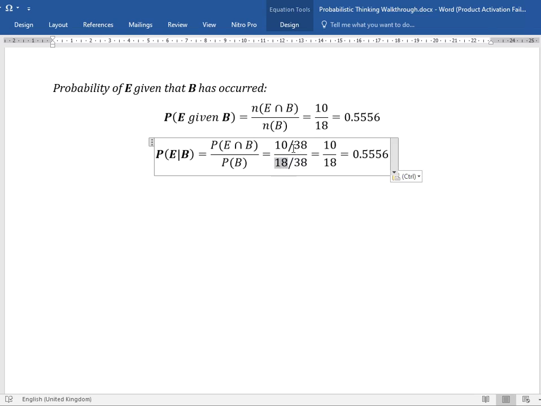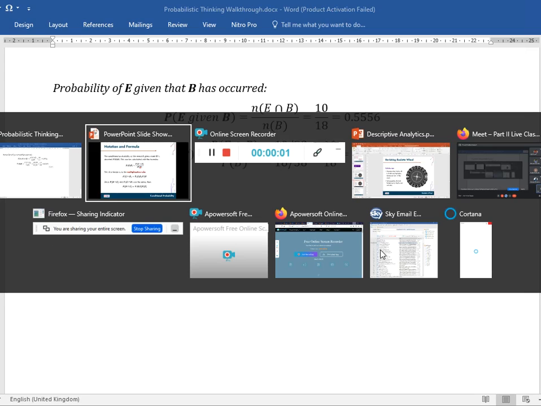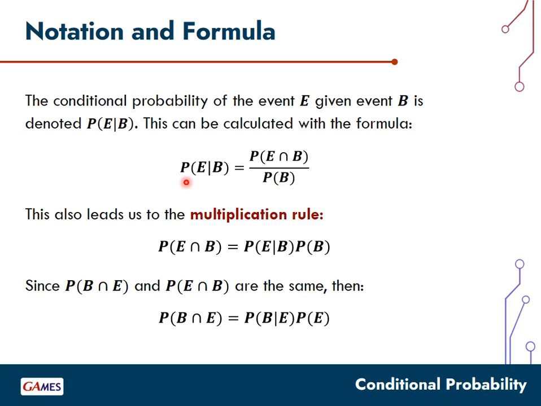All right, and then we are checking this. So this 10 out of the 38, we're checking that. 18 out of 38, we're checking that. Of course, 38 cancels 38, and that gives us this. All right. So this is your formula for conditional probability.